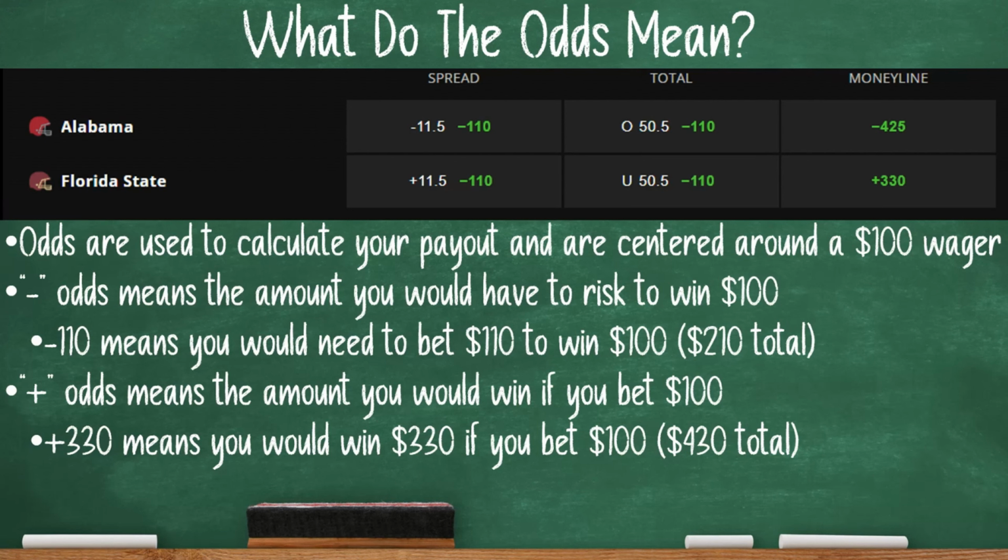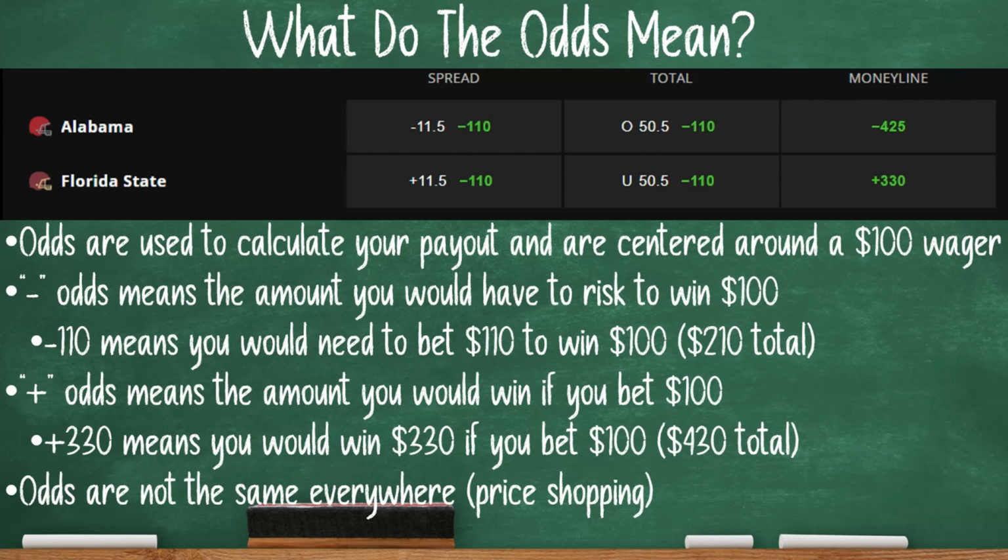Now, obviously, you don't have to bet $100 on these sportsbooks to make a bet, but that's just the rate or the conversion. So if this were $10, you would win $33, for example, if you bet on Florida State. And if you wanted to bet $10, that means you'd have to risk $11 on the spread to win $10 for either Alabama or FSU.